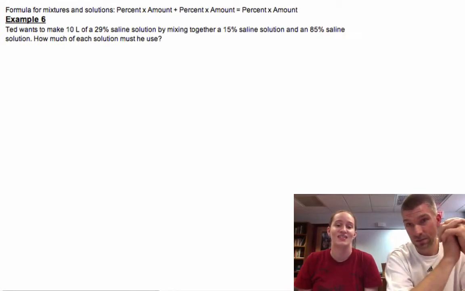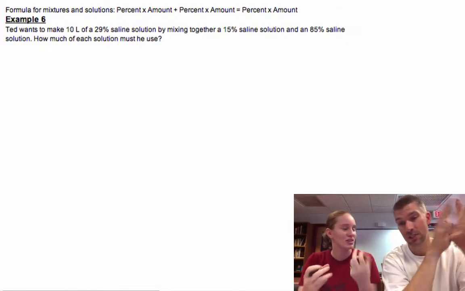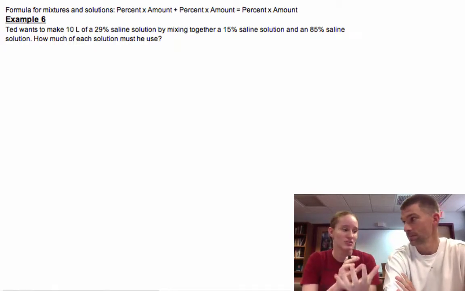Solutions, mixtures, those darn chemistry things. They are not just in, well, I guess it's mostly chemical things, but like alloys, where you have gold mixed with something else. Anytime you have a percentage of something, you typically have something like this.